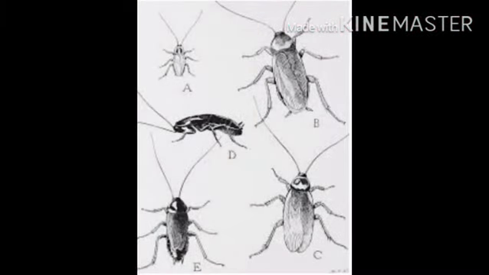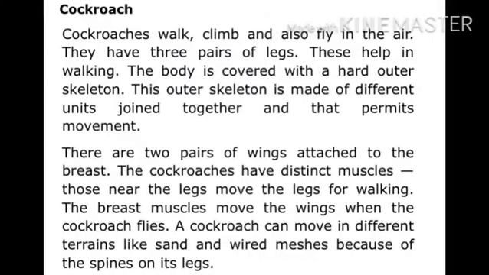Everyone sees cockroaches in their home. Now I am going to tell you how a cockroach moves. Cockroaches walk, climb and also fly in the air. They have three pairs of legs. These help in walking. The body is covered with a hard outer skeleton. This outer skeleton is made up of different units joined together and that permits movement.